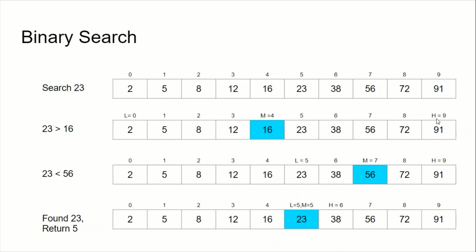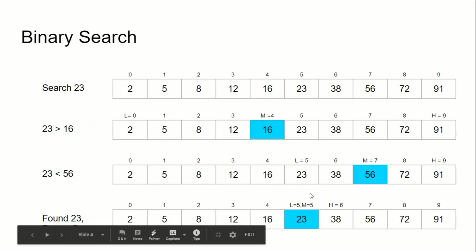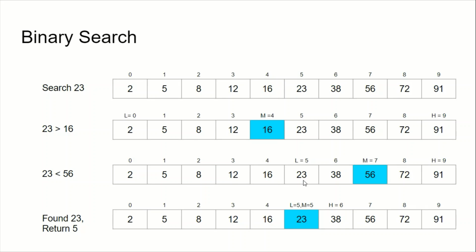Now, after that, the lower bound becomes 5 and the higher index becomes 9. Again, we take the middle, index equal to 7. This is 56. So 23 is less than 56. Then we take the lower index 5, higher index 6, and the middle is 5 itself. We compare 23 with the one in the middle, and it's the same. Then we find it, and we return 23.